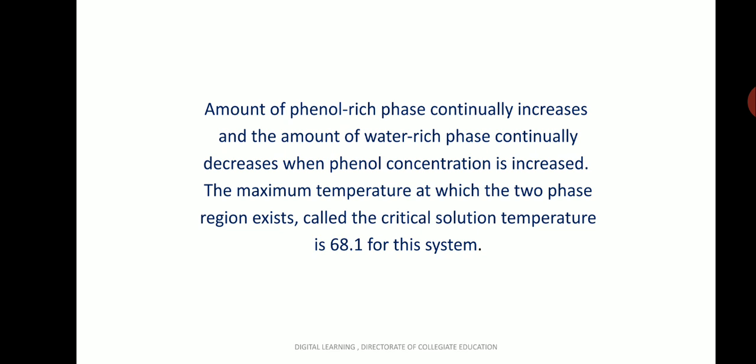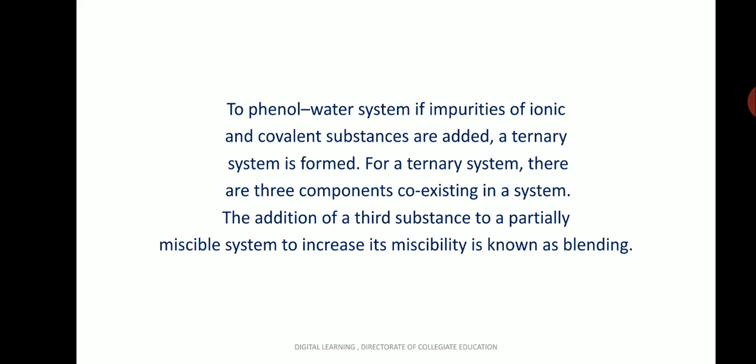The maximum temperature at which the two-phase region exists, called the critical solution temperature, is 68.1 degrees Celsius if both water and phenol are 100% pure. To the phenol-water system, if impurities of ionic and covalent substances are added, a ternary system is obtained. For a ternary system, there are three components coexisting in a system. The addition of a third substance to a partially miscible system to increase its miscibility is known as blending.